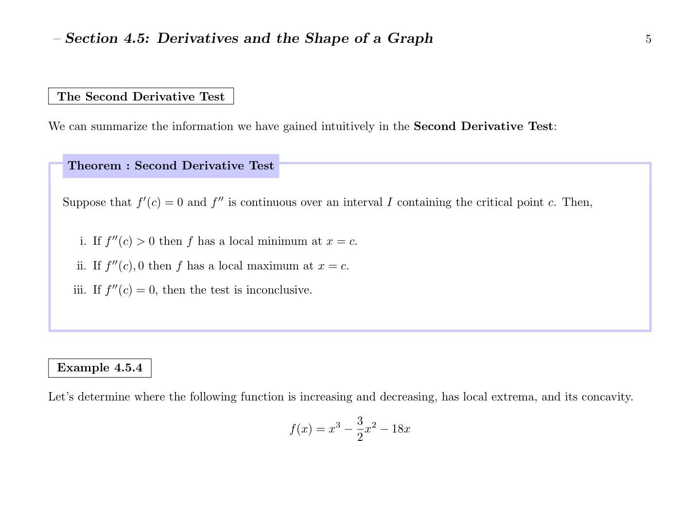What does this second derivative test then tell us? It says, suppose that f prime of c is 0, meaning we have a critical point, and f double prime is continuous over an interval that contains the critical point c. Then, if our second derivative is positive, meaning concave up, then our function has a local minimum. Well, that makes sense. And if f double prime of c, our second derivative, is less than 0, then f has a local maximum. And again, that makes sense because that's concave down.